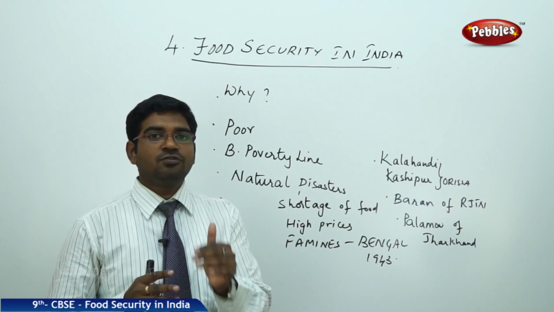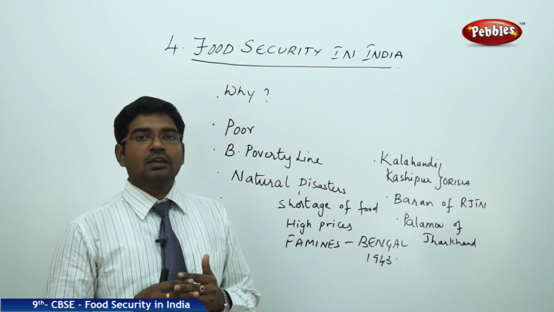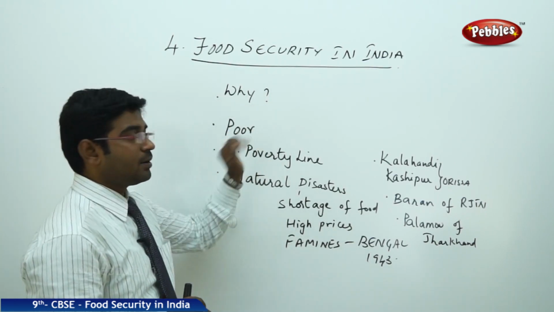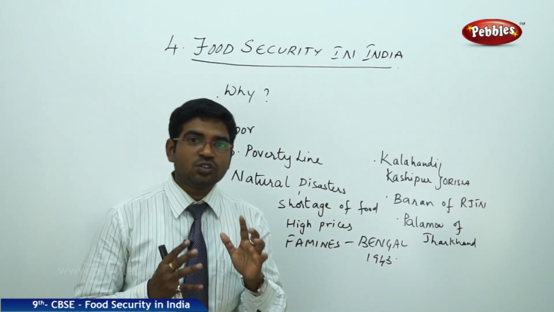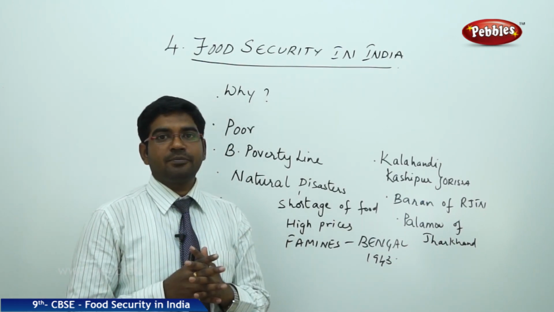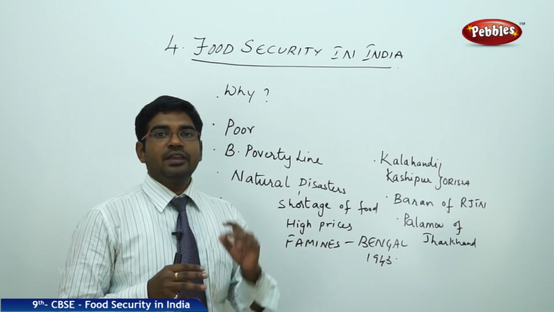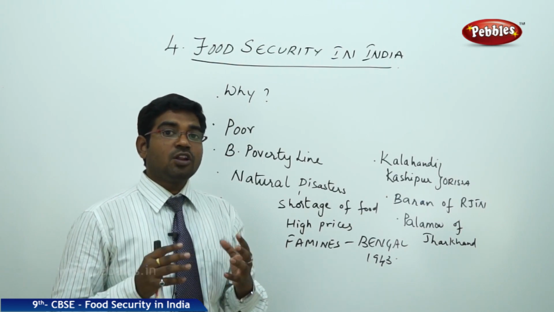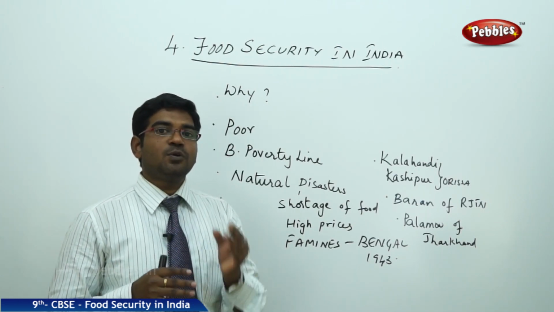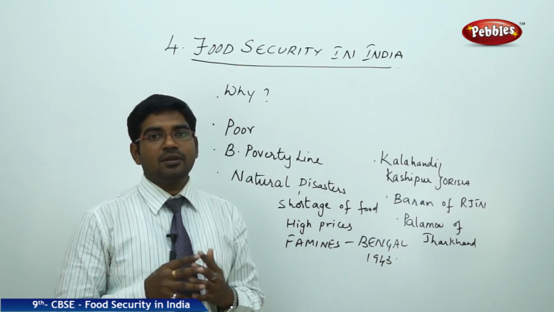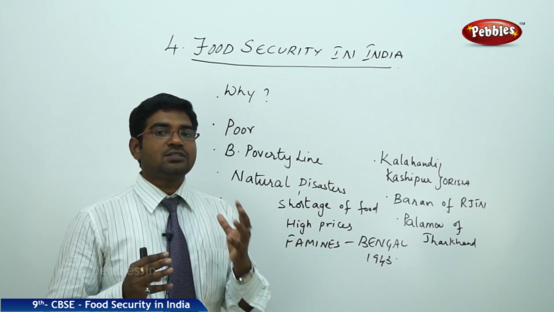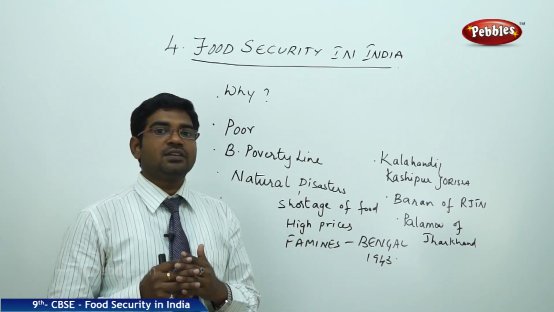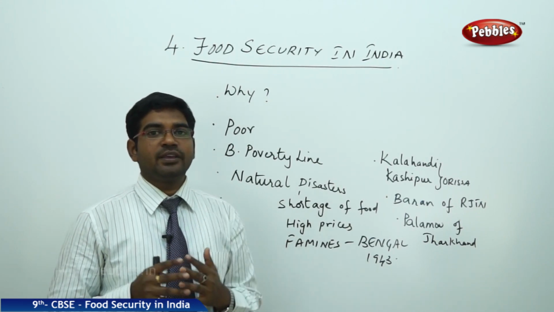Why do we need food security in our country? We have a large number of people coming under the category of poor, below the poverty line. When people are affected by poverty, they will not be in a position to acquire a sufficient amount of food. In order to ensure that these people get at least two square meals per day, the government started to take steps to provide security for them. This is one basic reason why we need food security in our country.